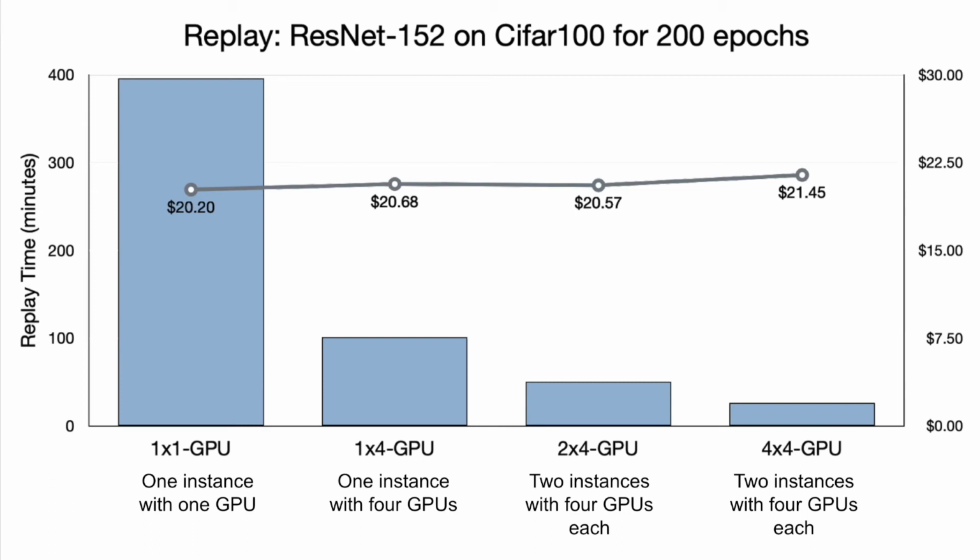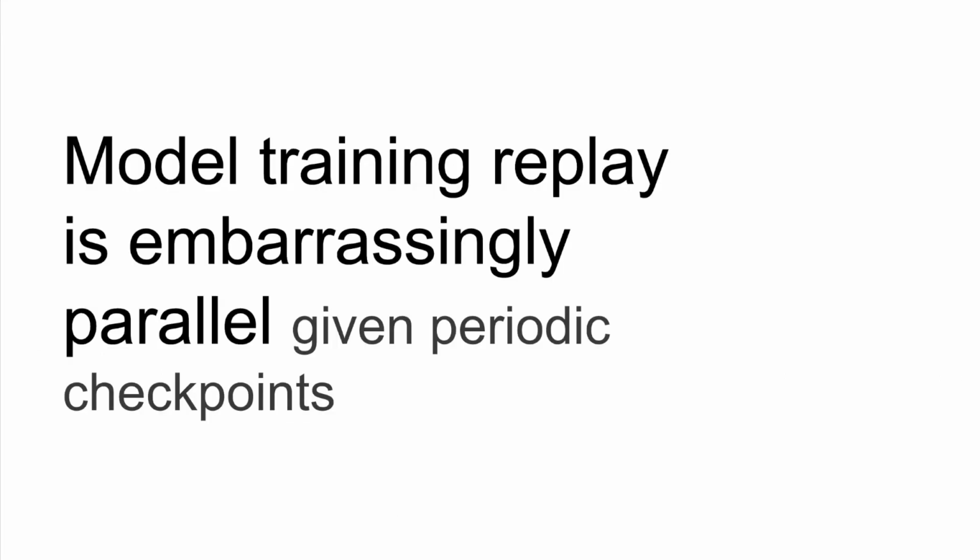The reason why such dramatic speedups are possible without increasing the net cost or resource consumption is due to parallelism. The rest of my talk, as well as our paper, can be summarized by this slide. Model training replay is embarrassingly parallel given periodic checkpoints.